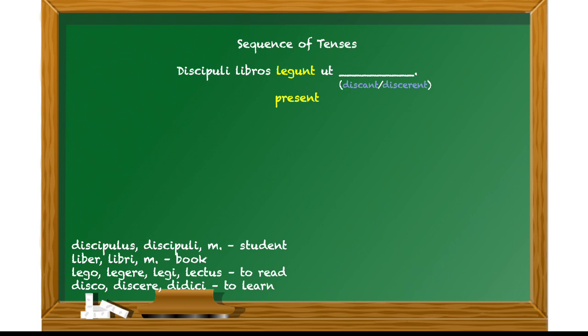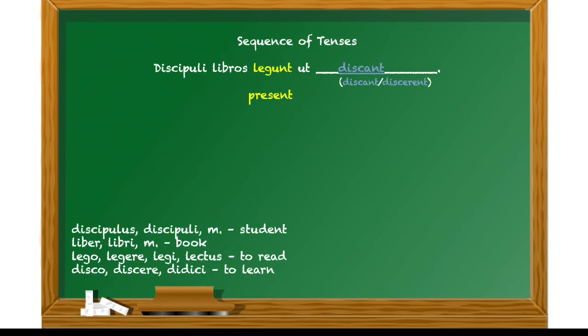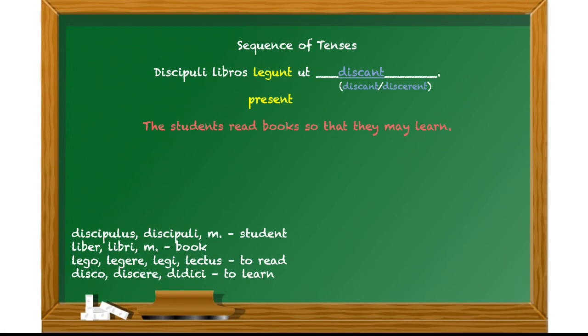You should have identified legunt as present tense, and that tells you you are in primary sequence. If you look at the chart that you just copied, you know that your two choices are either present or perfect subjunctive. And if you look at these two verbs, discant or discurrent, you really only have one choice. It should be discant, the present subjunctive. Pause for a moment, see if you can translate that. And you should have come up with the students read books so that they may learn.